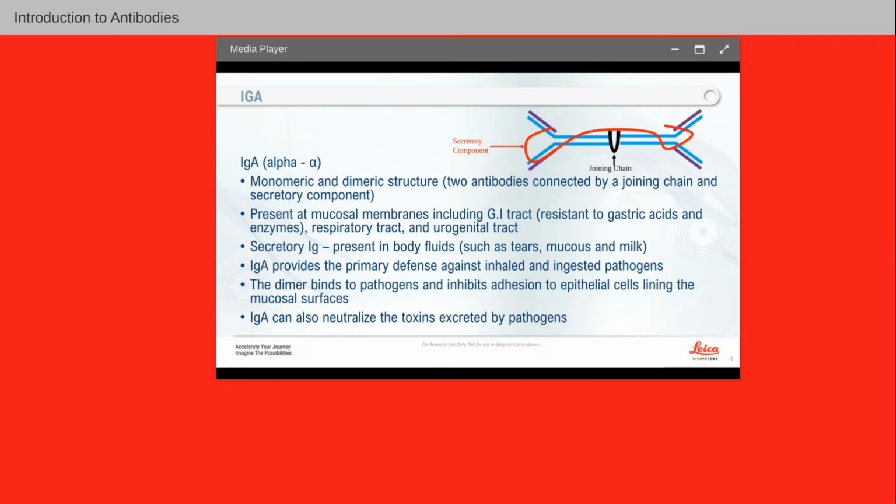IgA works by forming a physical barrier between the pathogen and the epithelial cells. It stops the pathogen from getting into the host. It creates a barrier and it protects the mucosal linings. Once it's stopped the invasion, the infection of the pathogen, in the GI tract you've got the peristaltic motion of the bowel, of the muscle around the bowel organs, which push the pathogen out of the body.